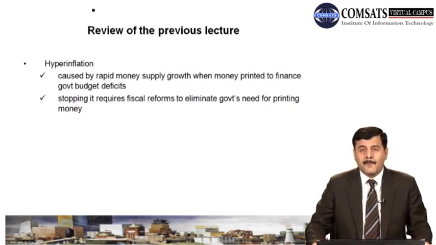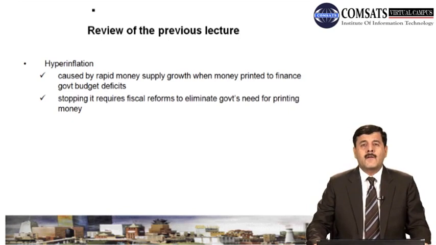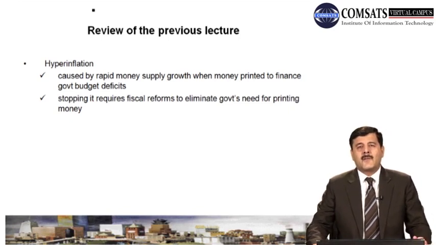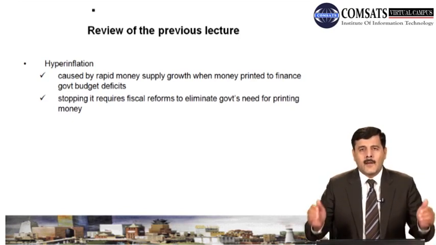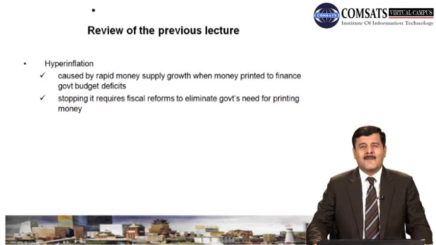Now why does it happen? Because government wants to raise its revenue, because taxes ki wajah se government ka revenue pura nahi hota, ya dusre sources of income se government ka revenue pura nahi hota. The only option left with the government is to print more money to increase the money supply in the economy. Jab government money supply badhati hai, excessive money supply growth hoti hai, to rate of inflation badh jata hai, and that goes up to the highest level, and that becomes hyperinflation.